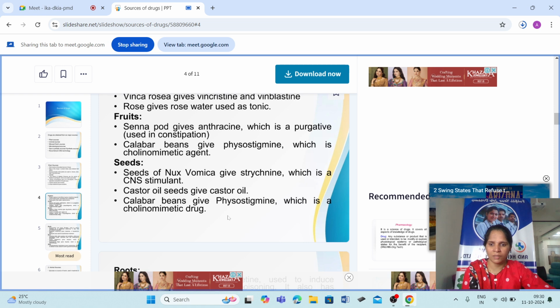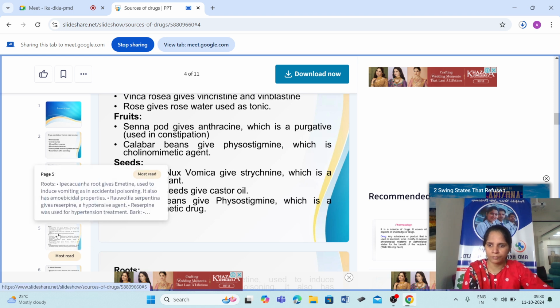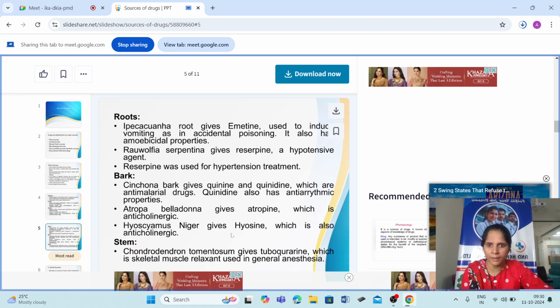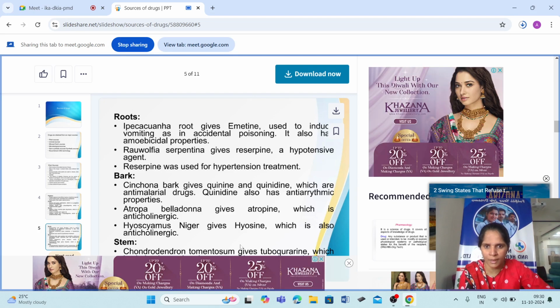And next, if you take the example of calabar beans, we have already done this, it is going to give physostigmine, which is a cholinomimetic agent. So the seed part can also be used. Now next we have the root part. Ipecacuanha root gives emetine, which is used to induce vomiting. In the sense, it can be used as an emetic.